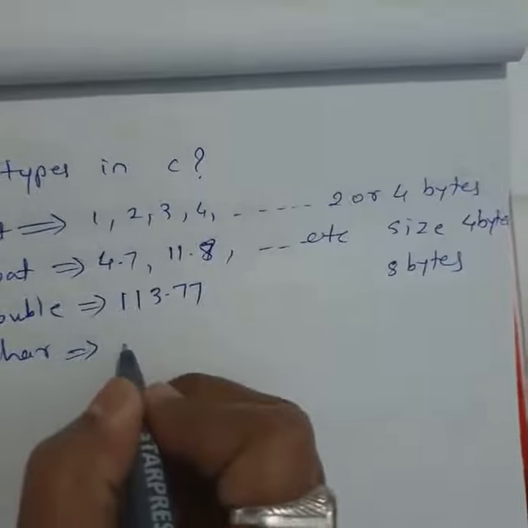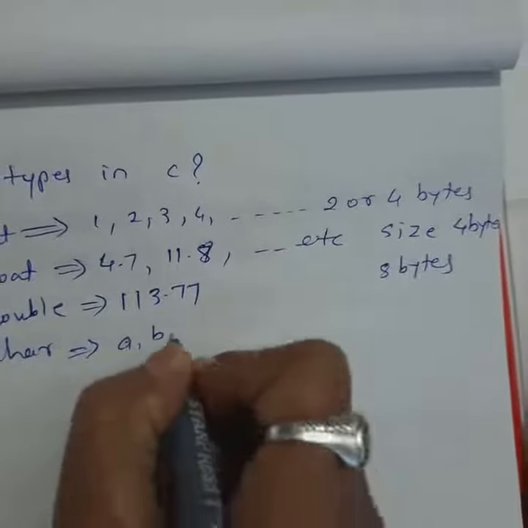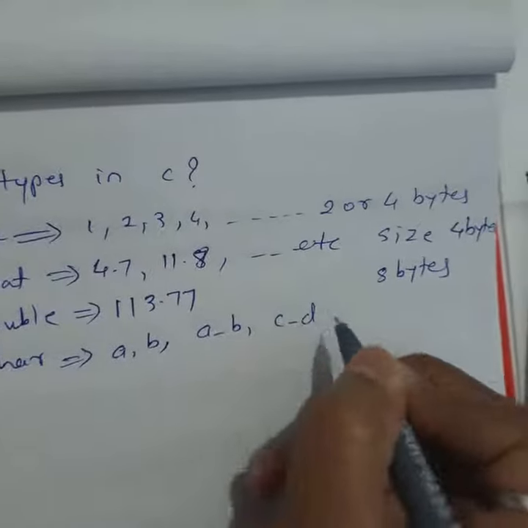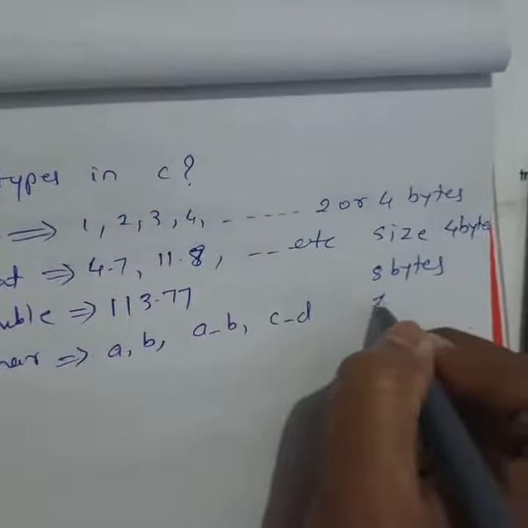Characters store alphabets and combinations of alphabets, and the size of a character is 1 byte.